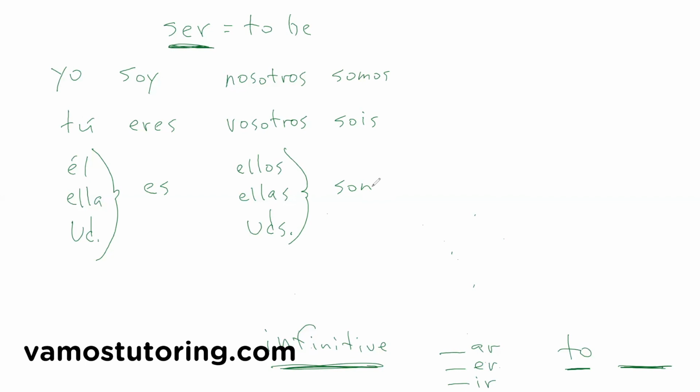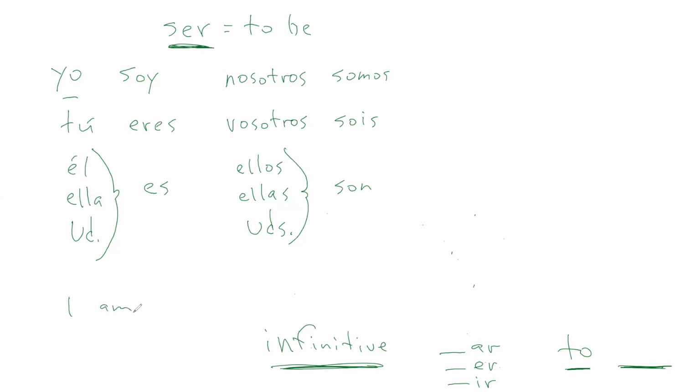One thing about the difference between English and Spanish. In English, we always need the subject pronouns, right? We have to say I am. We can't just say am. We say you are. He is. We are. So we have to say the subject pronouns in English because we can't just say are.